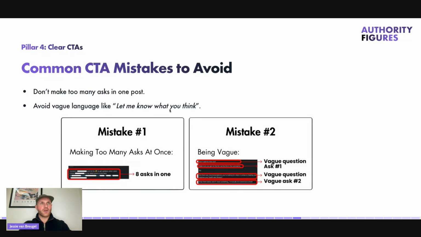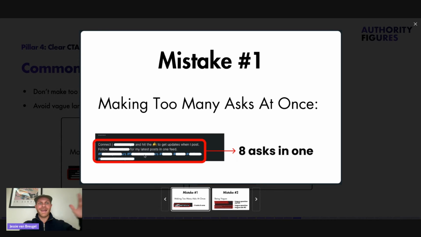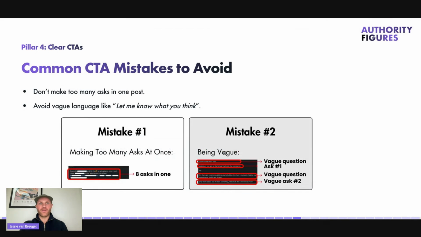So what I see with call to actions a lot is people make too many asks at once. As you can see in this example, this person is asking me to connect, and I also need to hit the bell, and I need to follow him. And all these hashtags are also calls to action, because if I click on this, I get to a different page. And you don't want to send people away from your post, right? So too many asks at once is a mistake people make a lot, or being vague.